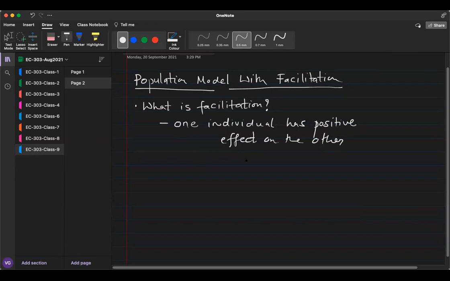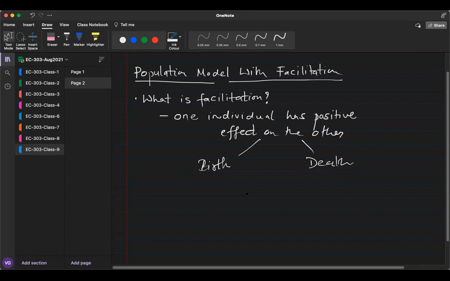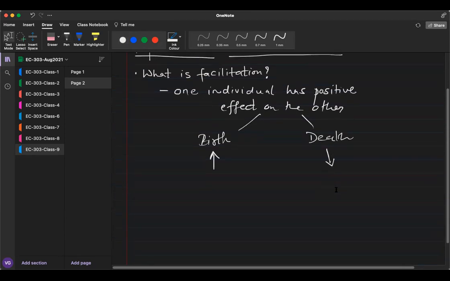So go back to the way we think of population. It has birth and death, right? How does this influence the birth? So what should the positive impact do to the birth? It should enhance birth rate, right? And what about death? It should reduce the death rate. Now let us try to incorporate this in our landscape model.